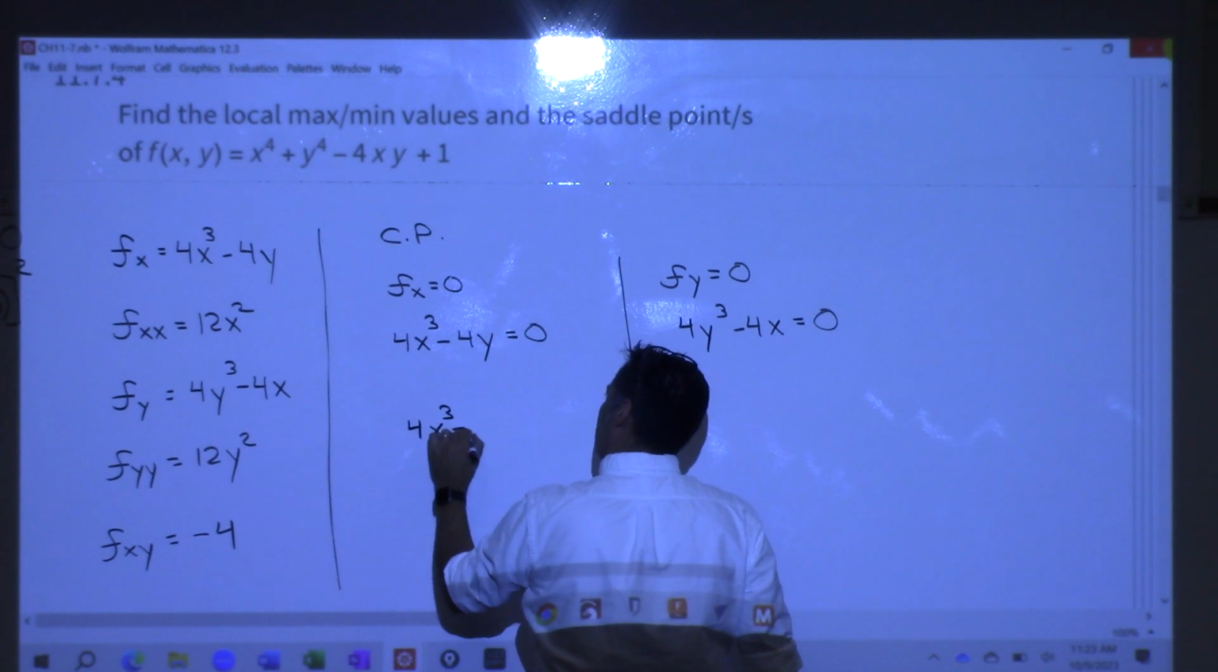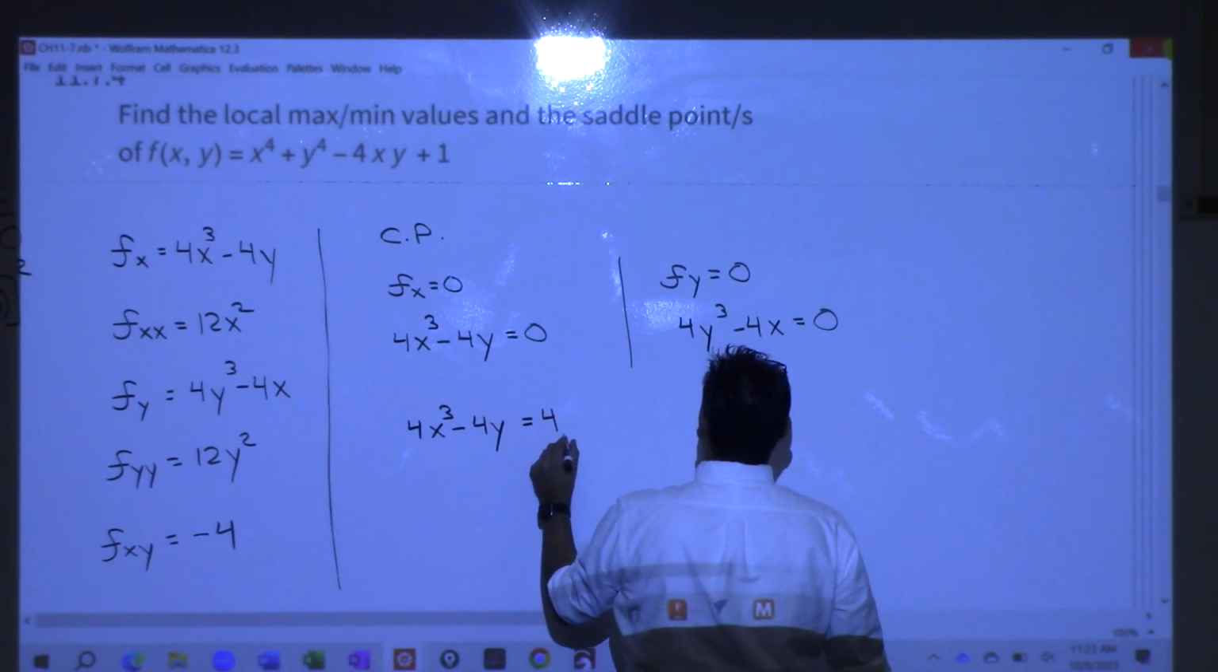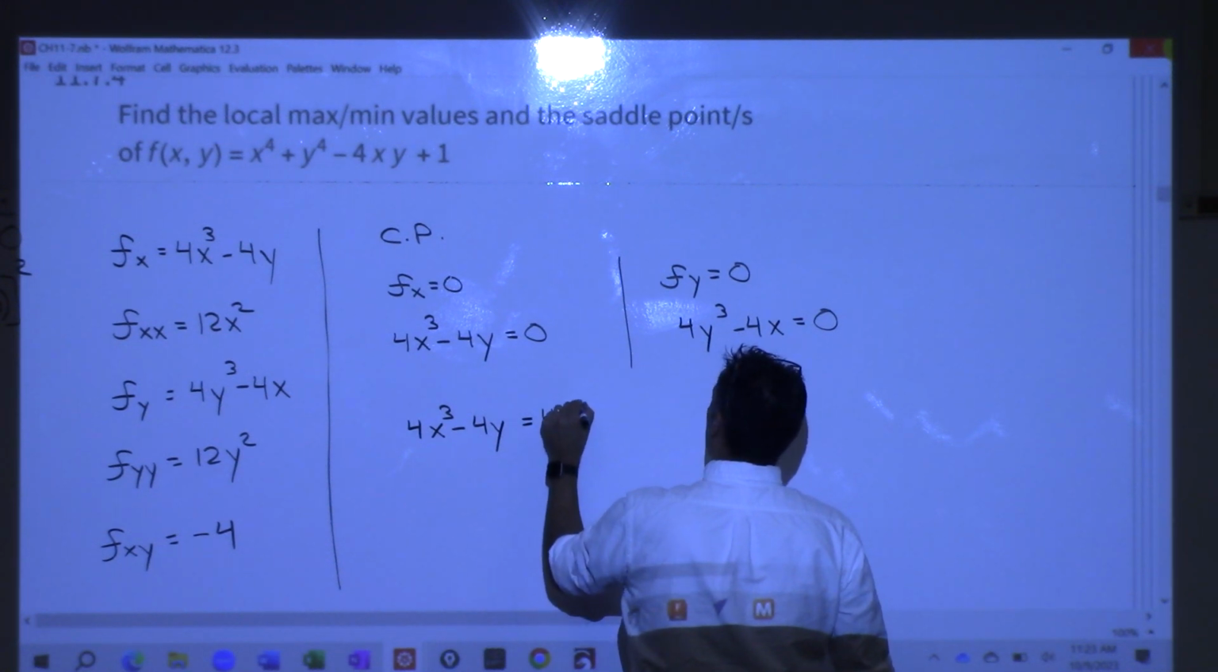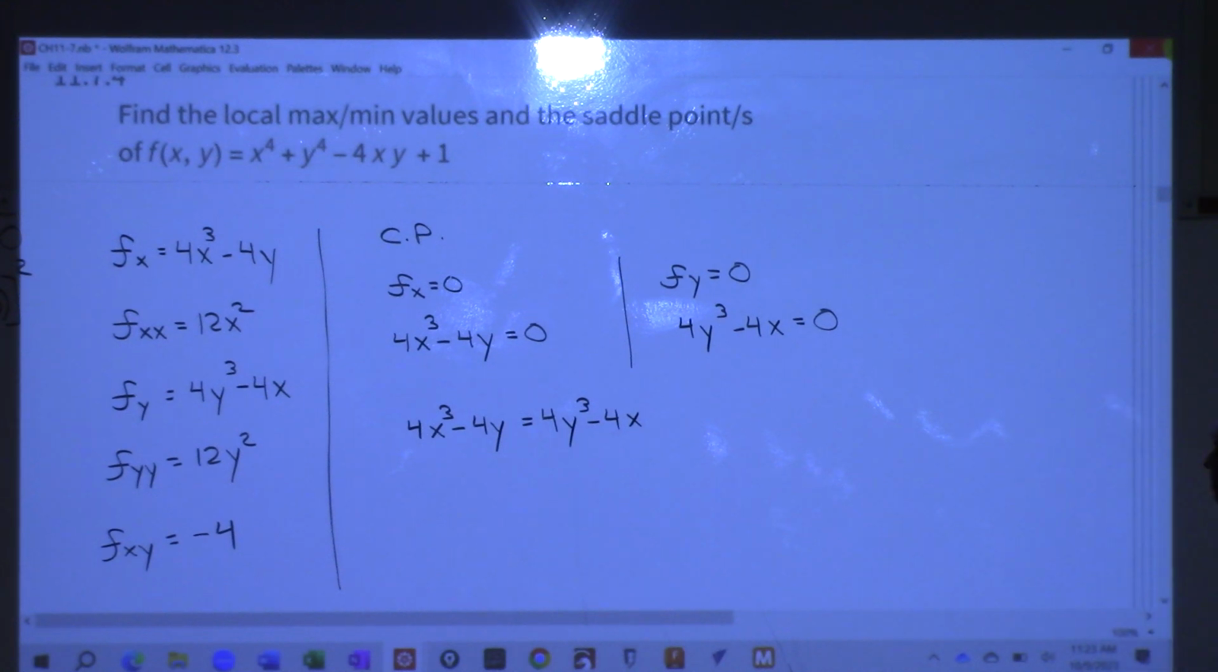Maybe if I do that, I get something, right? 4y cubed. So now I set them equal to one another.